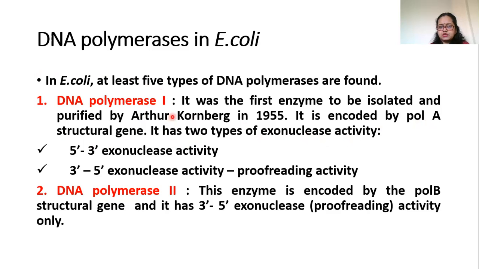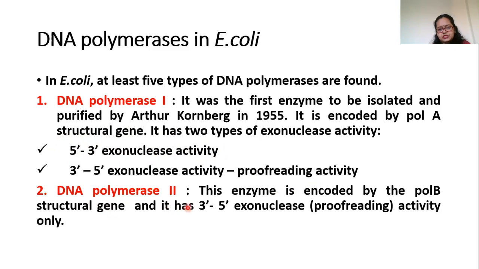DNA polymerase 1 activities involve two exonuclease activities. The first one is 5' to 3' exonuclease activity, while the other one is 3' to 5' exonuclease activity, which is also called the proofreading activity. Proofreading means that from the 3' end, whatever base is not correct, it will degrade or remove it. So this activity is called the 3' to 5' exonuclease activity. And in the 5' to 3' direction, it will check for the occurrence of any unusual base.